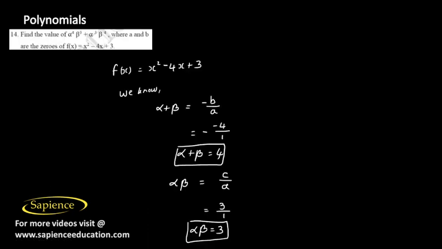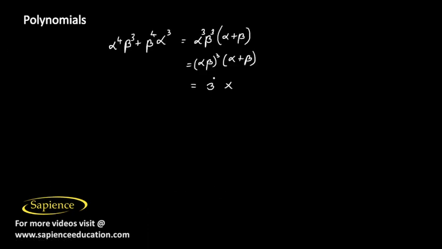Alpha beta, we just found out to be 3. So 3 cube into 4. 3 cube is 27 into 4. 27 times 4 will be 108. The answer to this question is 108.